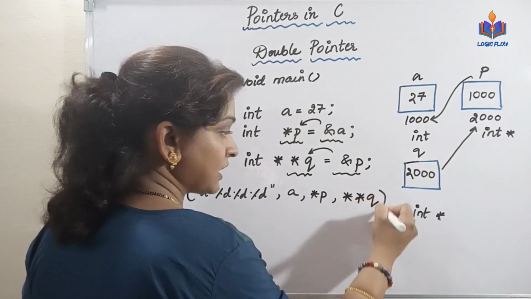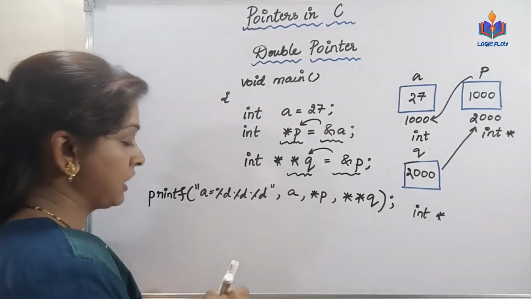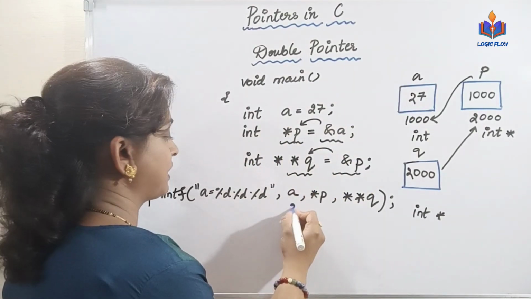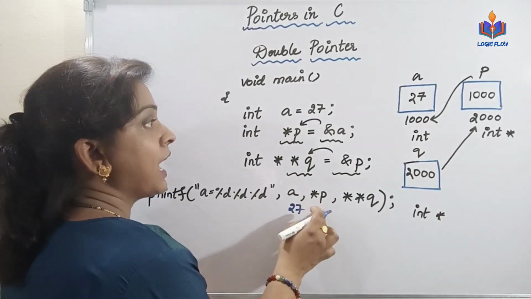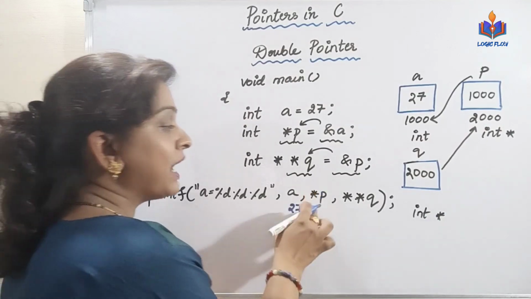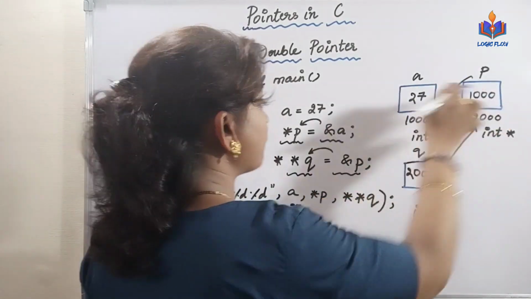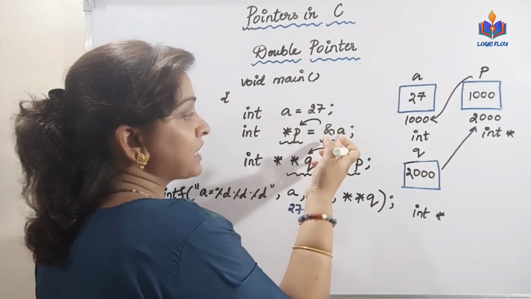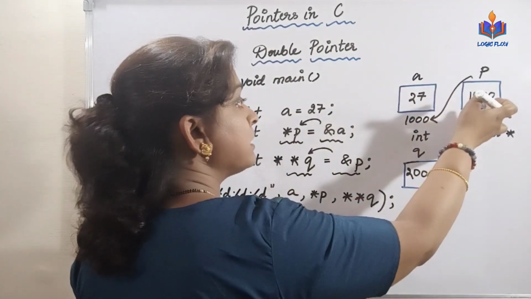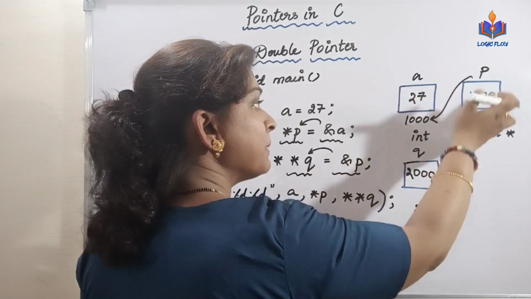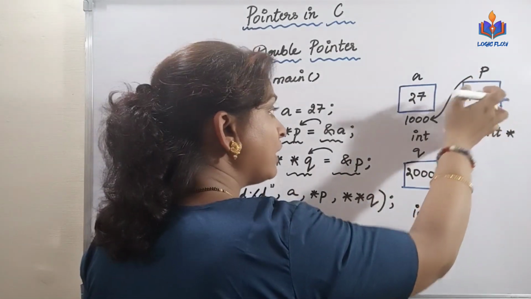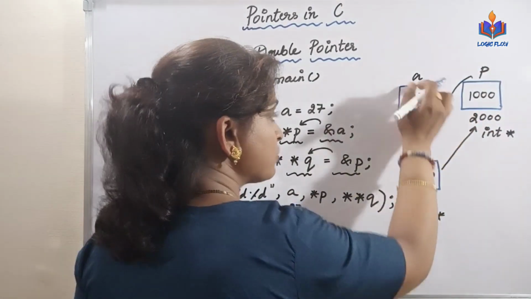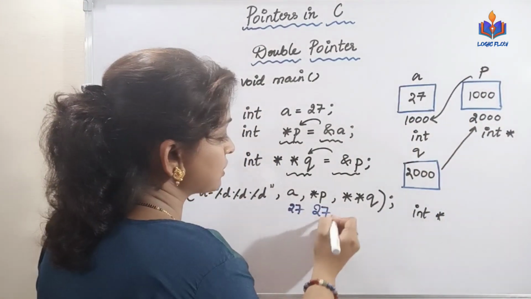Why double asterisk? I'll explain. Now, a means how much? As usual, a means 27, directly I am going to get it. Asterisk p is the value at the location p. We have done this initialization: p equal to ampersand of a, so the address of a is held in p. So what is p? It is 1000. The value at that 1000, that is asterisk p, is the value at the location 1000. It is 27. I got it.